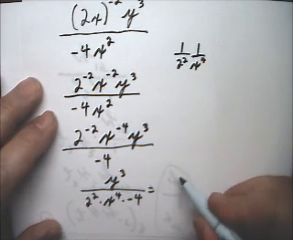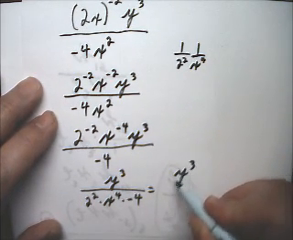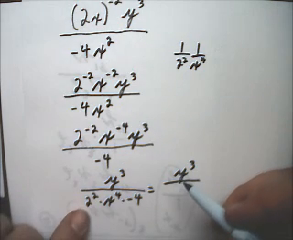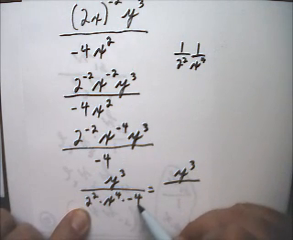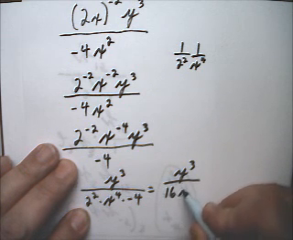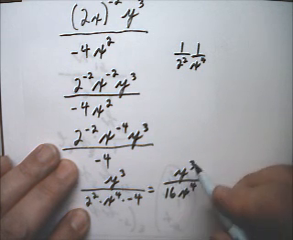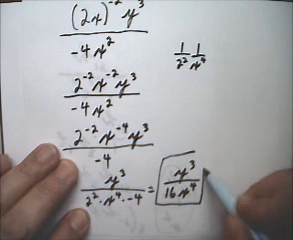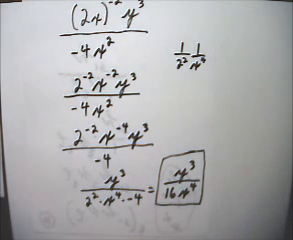So y to the third power in the top. Now 2 squared is 4. 4 times negative 4 is 16. And x to the 4th power. So this is the answer: y to the 3rd over 16 x to the 4th power.